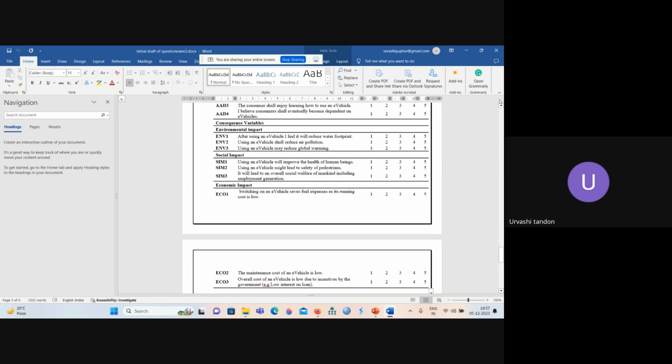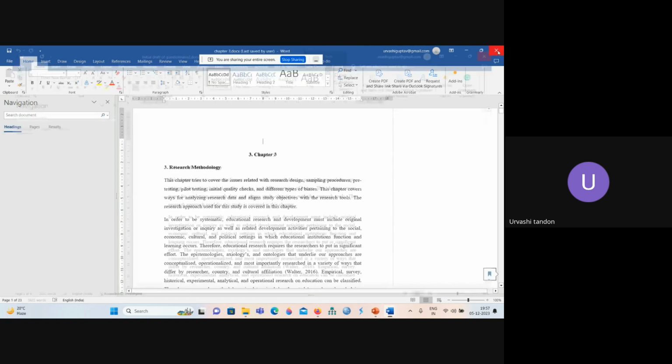This is how I go for pre-testing of the questionnaire, right? And when I make the final questionnaire, I'll remove all these and only put these codes, ENV 1, 2, 3, and this one. Social impact using this, 1, 2, 3, and this one. So this is how I go about designing the questionnaires.